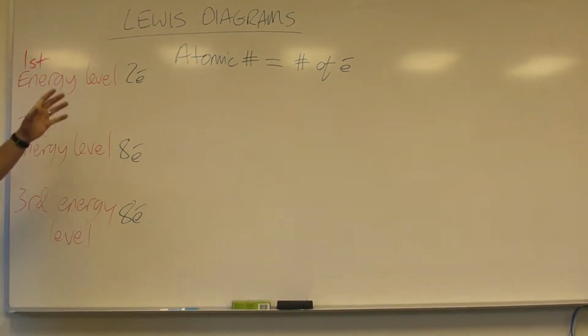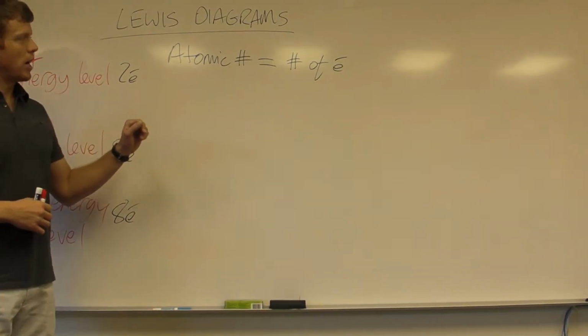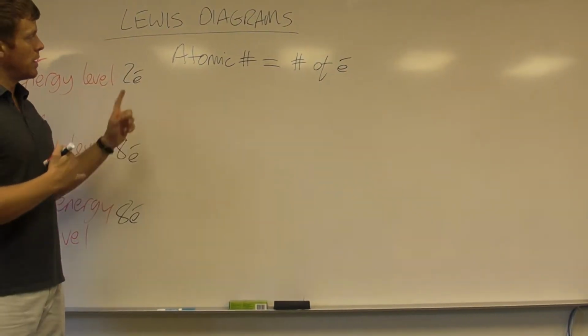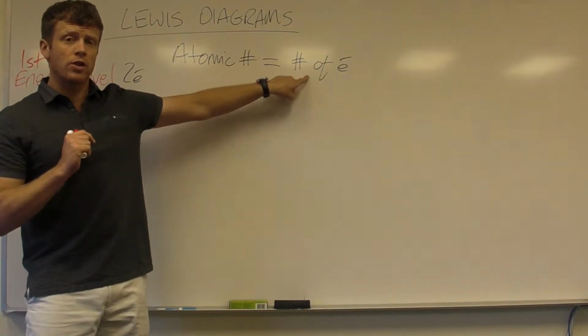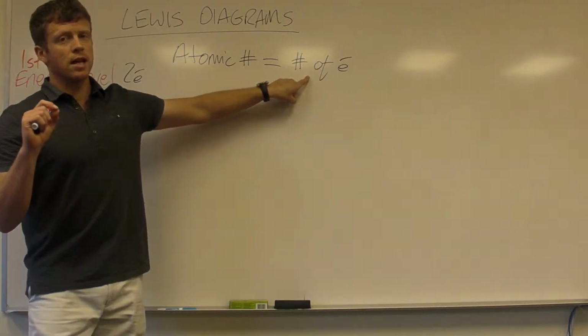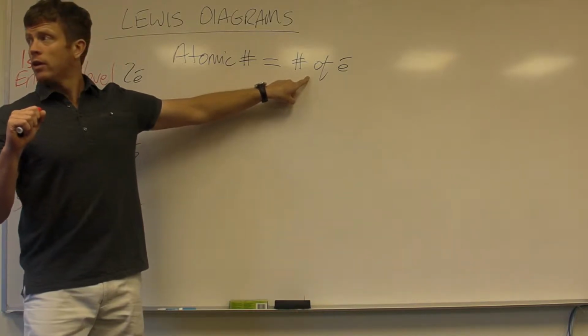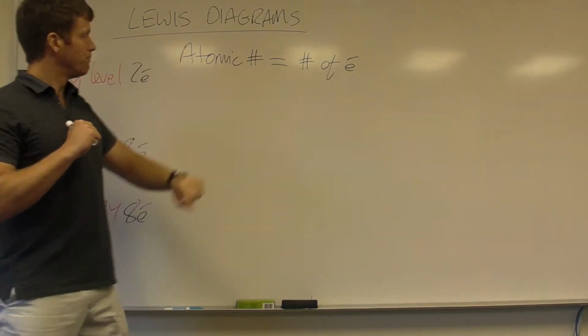Alright, so just some basic things that we need to know when we're drawing Lewis diagrams. You need a periodic table. First of all, you need to know that the atomic number represents the number of electrons. It's not the true definition of atomic number. As you know, the true definition is the number of protons inside the nucleus.